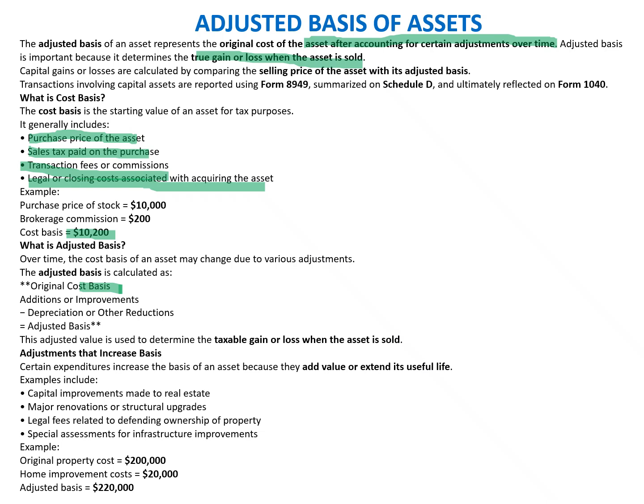So, adjustments that increase the cost: certain expenditures increase the basis of an asset because they add value or extend its useful life. For example, capital improvements made to real estate, major renovation or structural upgrade, legal fees related to defending ownership of the property, and special assessments for infrastructure improvement. This is equivalent to the cost of improvement when we talk in context of the Indian scenario. So this adjustment actually increases the cost of the original asset. The original property was 2 lakh, home improvement cost was $20,000, so the adjusted basis becomes 2 lakh 20,000. So we move to the next slide and look at the adjustments that decrease the original cost.